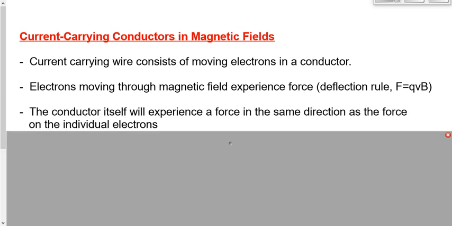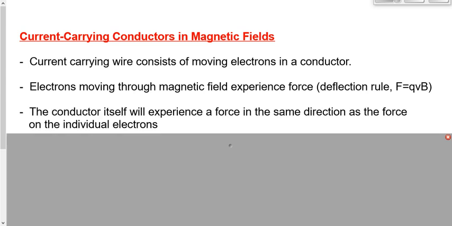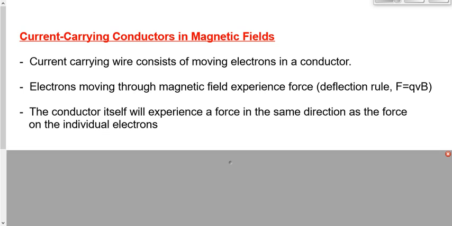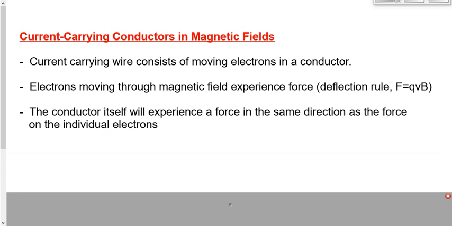But we're not going to describe the force on the conductor with the same equation. The direction of the force on the conductor will be the same as the direction of the force on the individual particles. We're going to use the hand rule for deflection to find that. But to find the magnitude of the force, we're going to need to learn a new equation.